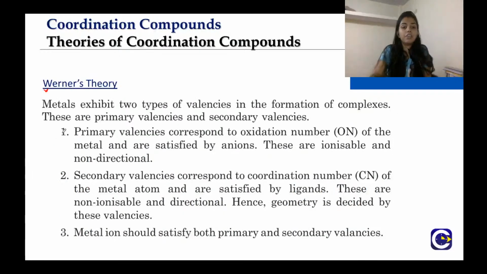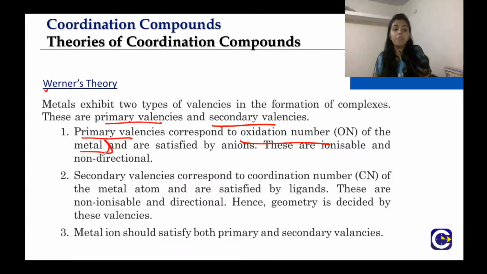Now if you see, on the basis of these observations, Werner proposed a theory. What was that theory? That in the formation of complexes, there are 2 types of valencies exhibited by metals. One is the primary valency and the second one is the secondary valency, right? So primary valency is what? The oxidation number on the metal. The oxidation number of the metal is the primary valency.